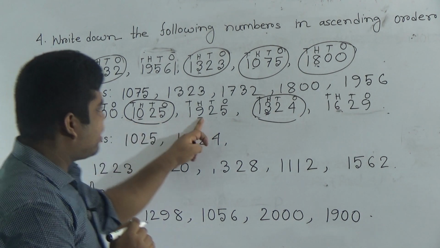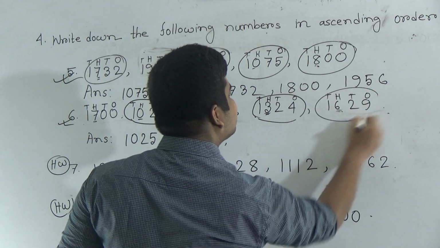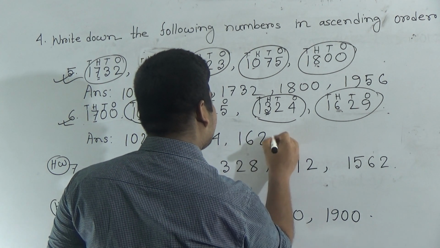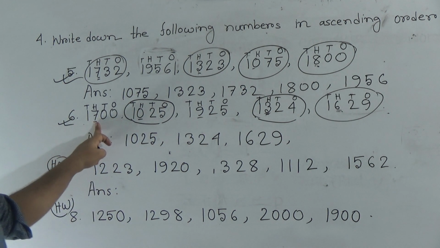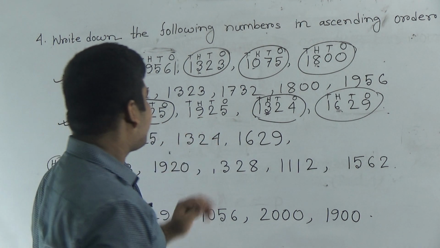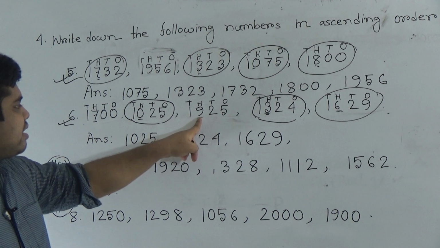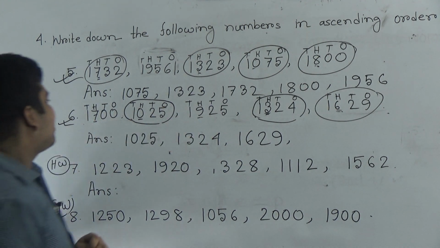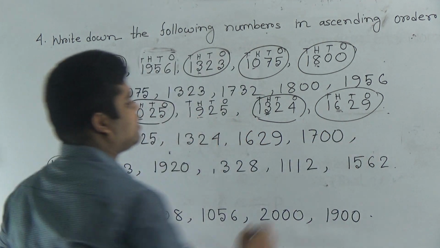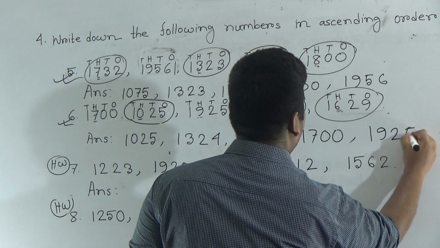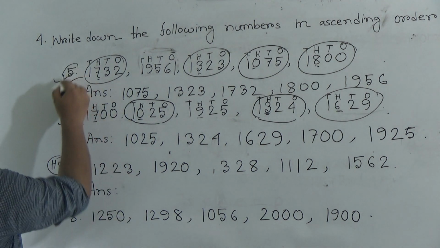Next 7, 9, 6. From this 3 digits, 6 is the smallest. Then I write this number as the smallest number, 1629. Okay. And left 2 numbers, 1700, 1925. From this 2 numbers, which number is the smallest? You notice 7 is smaller than 9. So we can say 1700 is the next smallest number. And left 1925. I hope you have understood. Okay. So 5 number and 6 number is done.